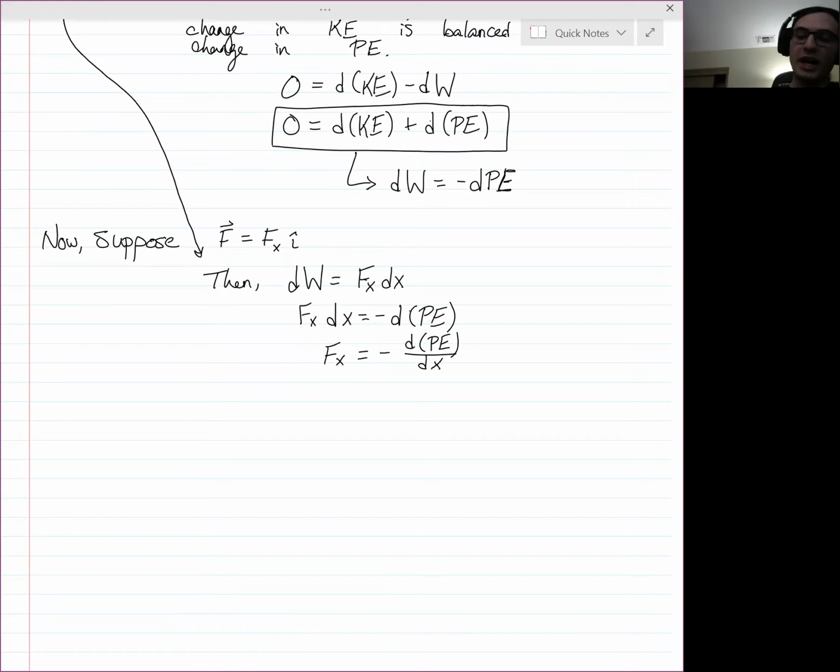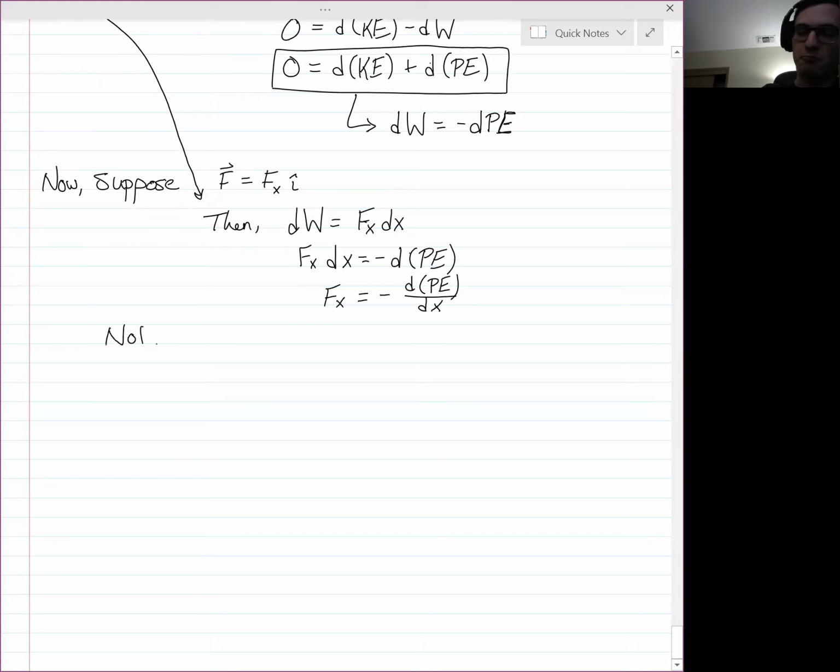So from now on, just as a notation thing, we use the letter U, and we'll write U of x, or U of x, y, and so on, for PE from now on.